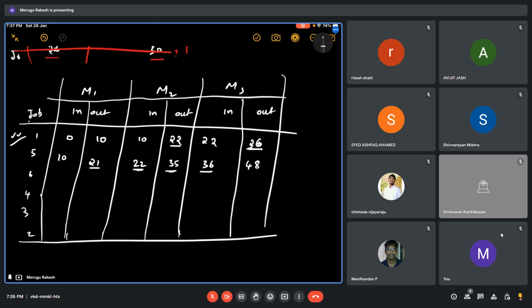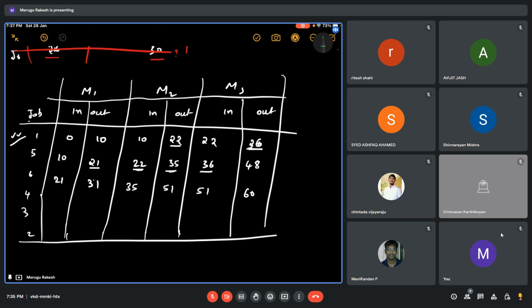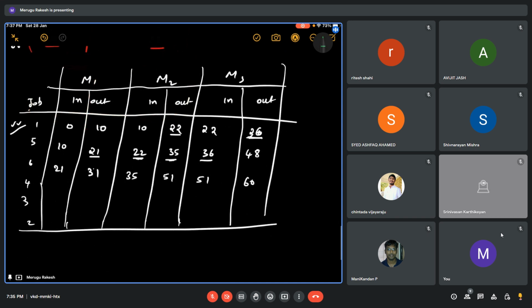Just check these values and do it yourself, then you'll get it. Maybe I'm writing something wrong here. 35, 51. Then we'll get 51 here, 61. So don't worry about these values. Just see where you should be cautious. One thing is this optimum sequencing. The other one is these values. We have to see this is one value and this is the other value. Whichever is highest, that should come here.